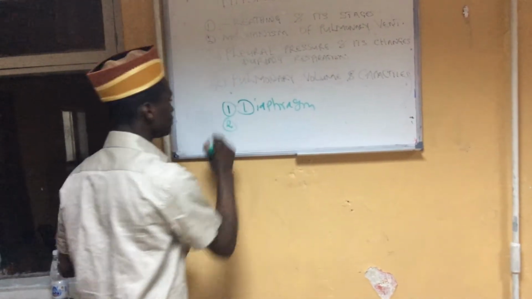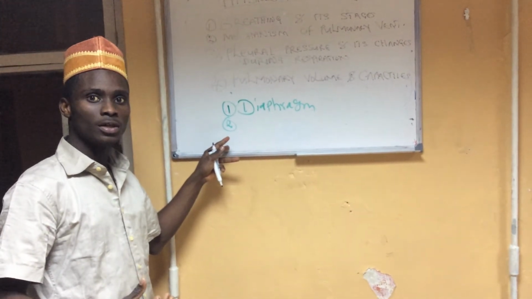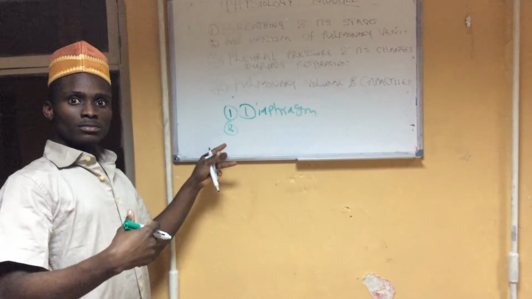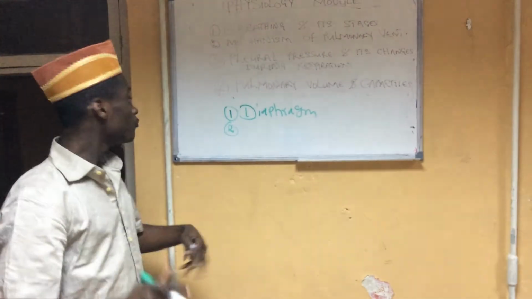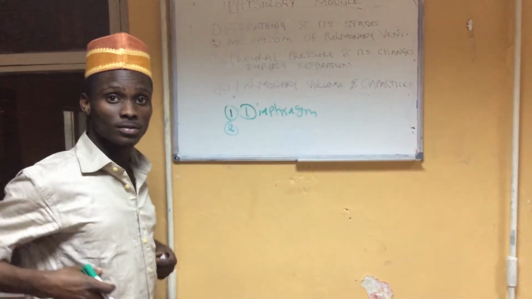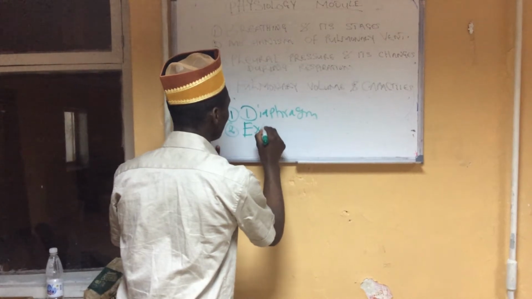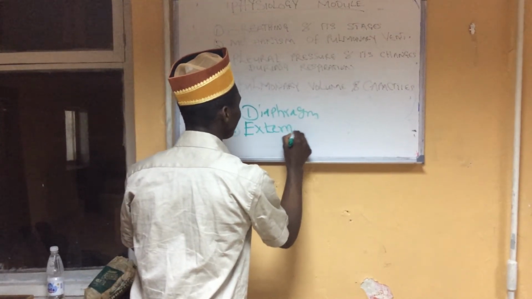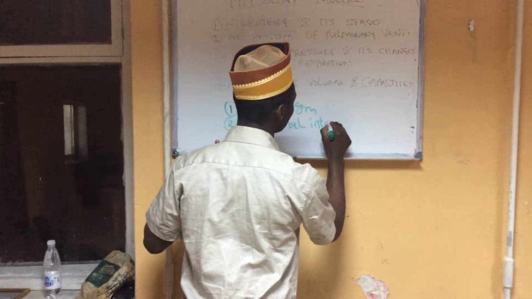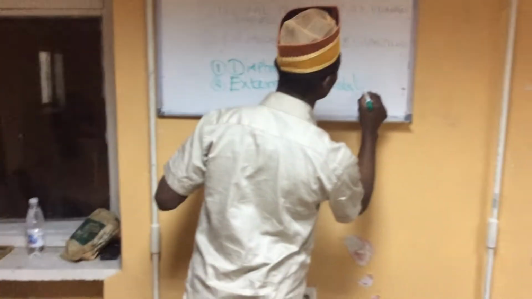Two, what again is involved in inspiration? I just inspired now. You could see some movement. Very important. What happens? Of course, external intercostal muscles.